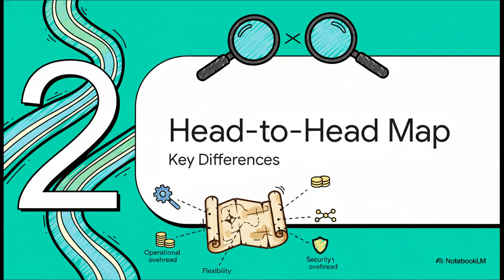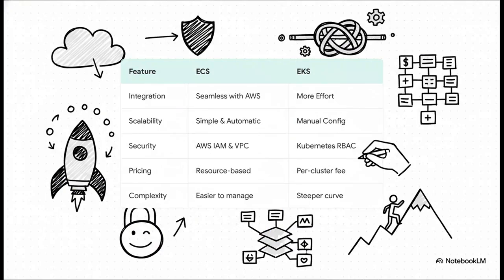Okay, so we've got our two travel plans. Let's pull out the map and do a direct head-to-head comparison across the things that really matter when you're making this choice. As you look at this breakdown, that analogy really holds up, doesn't it? For platform integration, ECS is just native to AWS. It's a first-class citizen. With EKS, you're integrating an open-source tool, so it takes a bit more work. For scalability and security, ECS leans on familiar AWS tools that your team probably already knows. EKS gives you more powerful, fine-grained Kubernetes tools, but your team has to know them. And that brings us to complexity. ECS has a much lower learning curve.